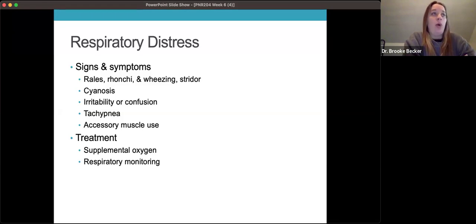So your pulse ox numbers are going to be one of the last things that drop. So if you're putting a pulse ox on and that kiddo's just laying there and it's already at 80%, then you should be really, really concerned that that kiddo is going to progress very quickly to respiratory failure.